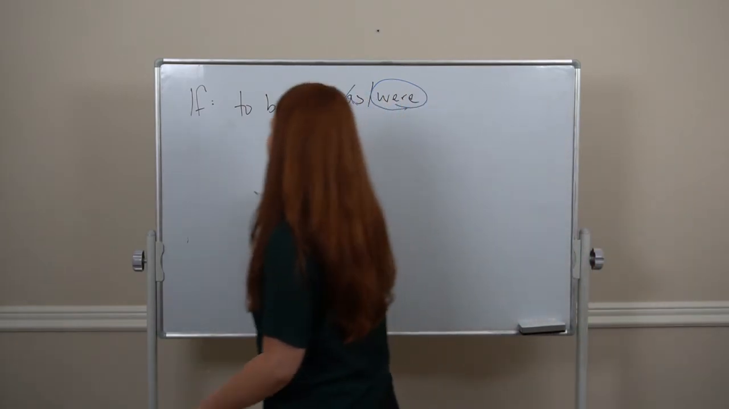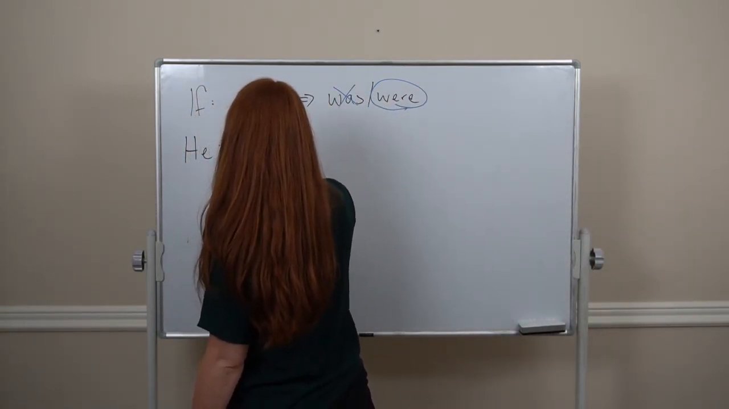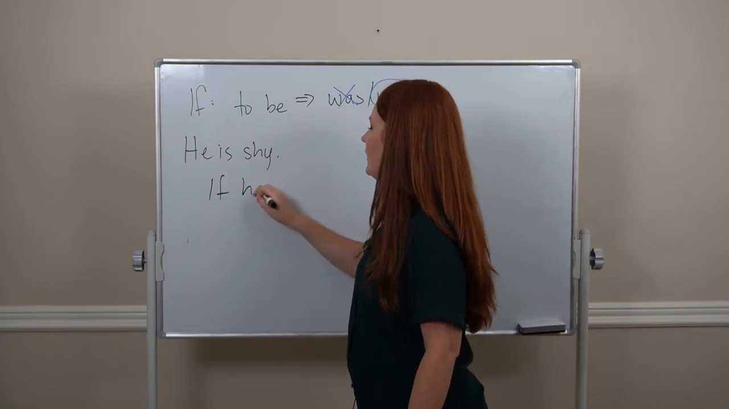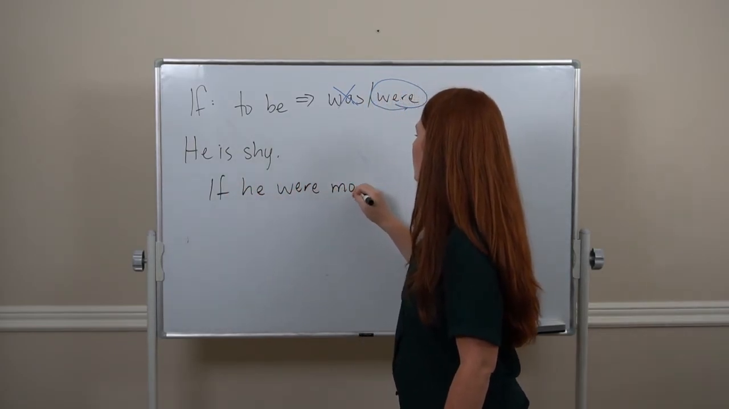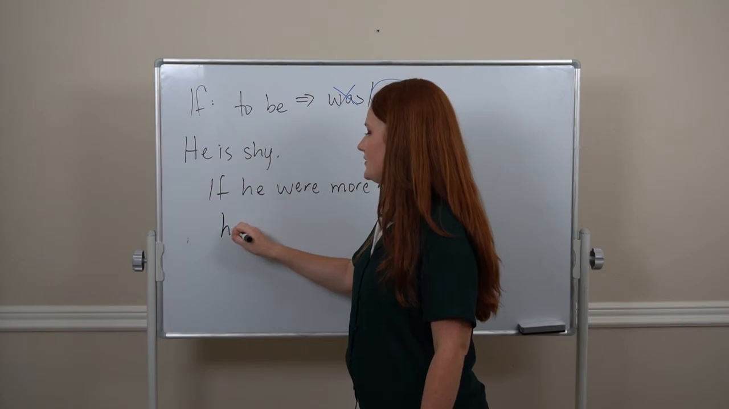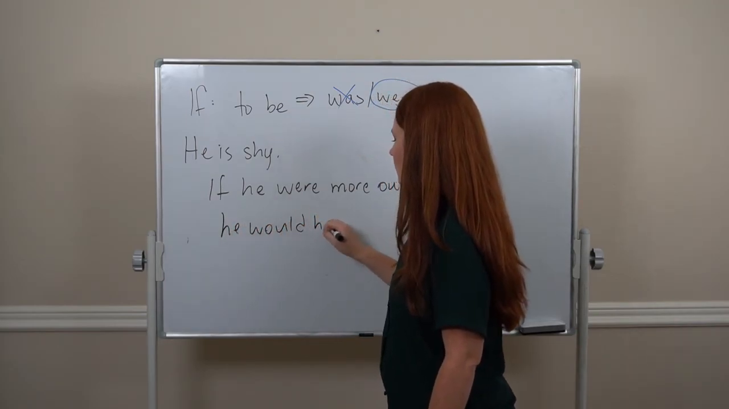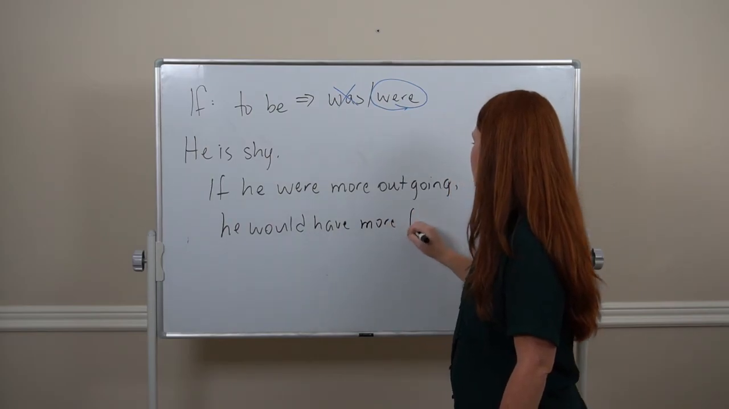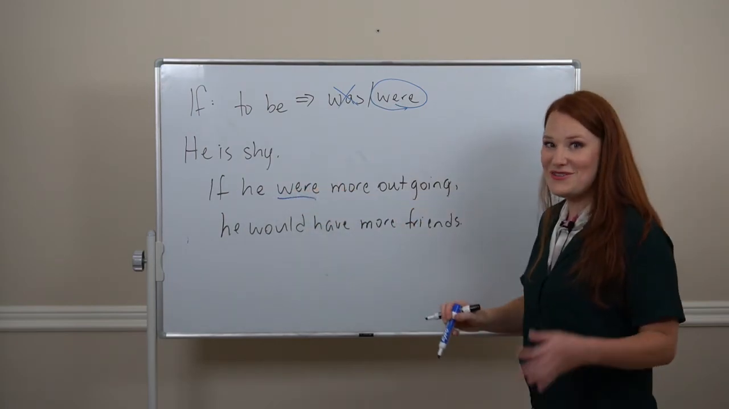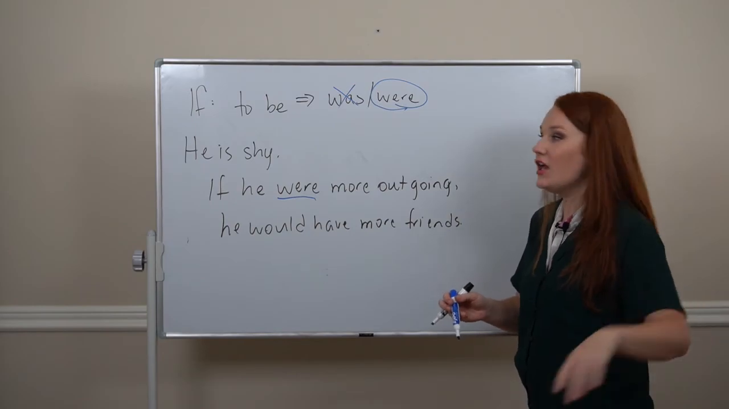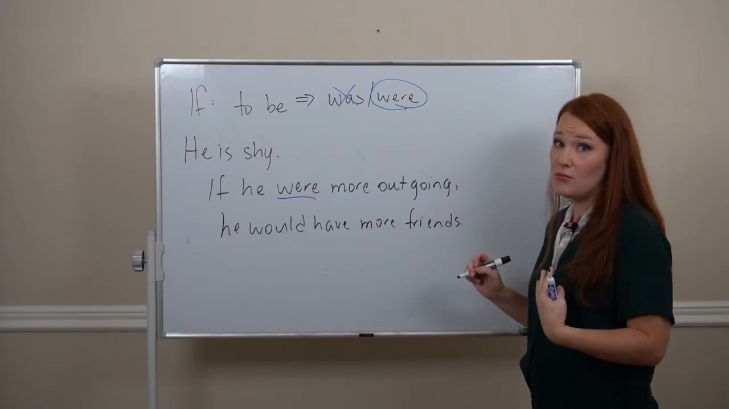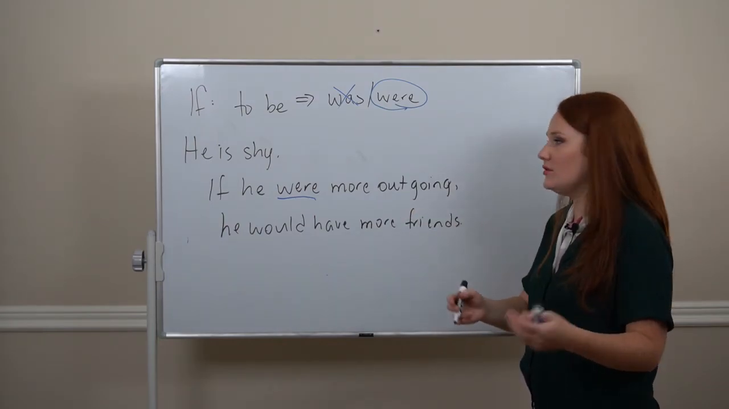So if we have someone who is shy, we could make a second conditional statement. If he were more outgoing, he would have more friends. So we are using were here. I know the past tense form for he is was, he was sad. But for second conditional, we'll always use were. If he were more outgoing, if I were more outgoing, if it were more difficult, we'll always use were.